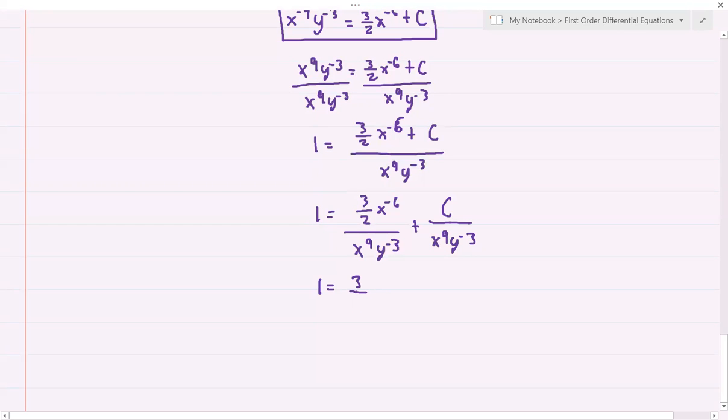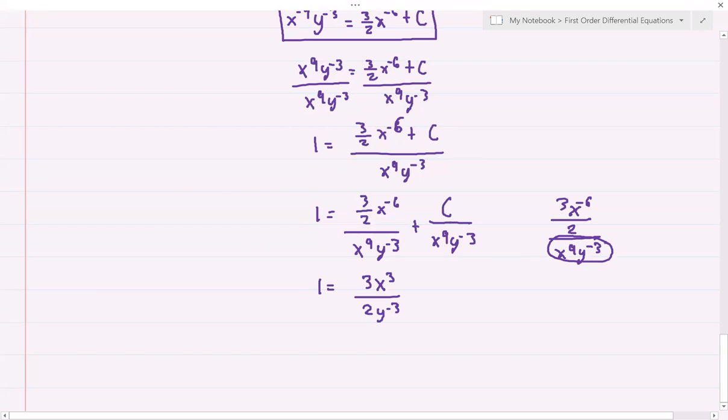Okay, wait. The result would be 3x raised to positive 3 all over 2 times y raised to negative 3. Okay? So, you know what? I'm just gonna teach you anyways. So, we have 3 times x raised to negative 6, right? All over 2, all over x raised to 9 times y raised to negative 3.